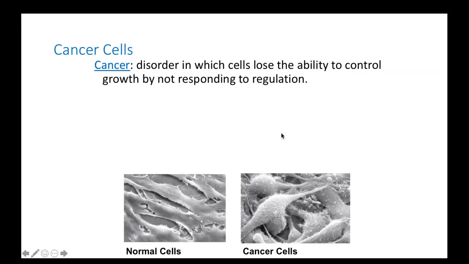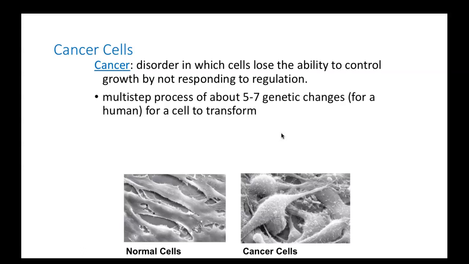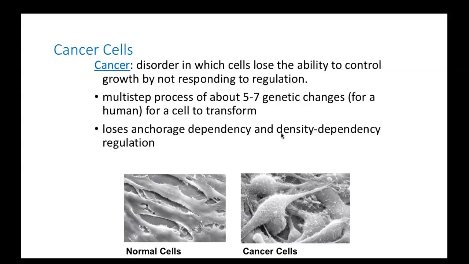So basically what cancer is, it's a disorder in which the cells lose the ability to control growth because they're not responding to regulation. They're not responding to internal regulation, the checkpoints, and they're not responding to external regulation, anchorage dependence, and density dependence. It usually takes about 5 to 7 genetic changes or mutations for the cell to transform into being cancerous. So DNA mutations cause cancer. And so these cell cycle checkpoints can get messed up, but anchorage dependence and density dependence also get messed up. The cells no longer respond to it.